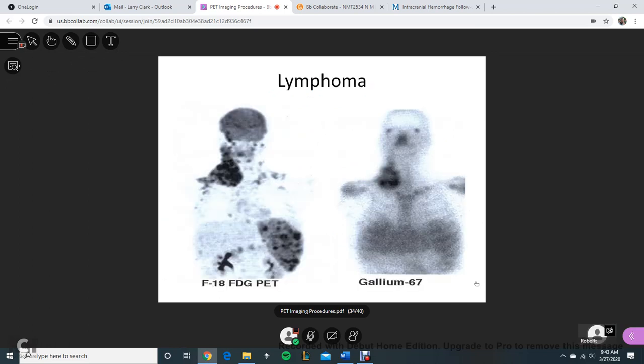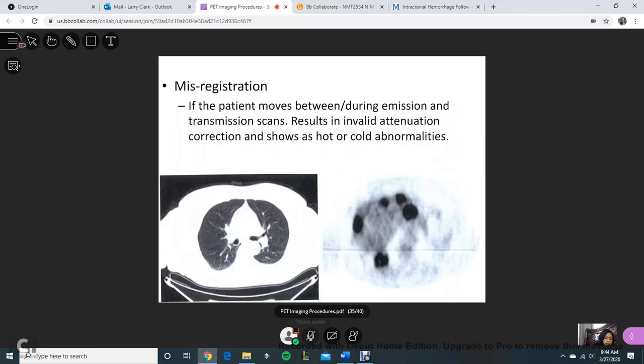All right, this is lymphomas. So this is your FDG versus doing a gallium-67 for lymphoma. Because you can do this for non-Hodgkin's lymphoma, remember? And then this is what the FDG will look like. So obviously the PET is more superior in detecting that. Okay. Now we have misregistration.